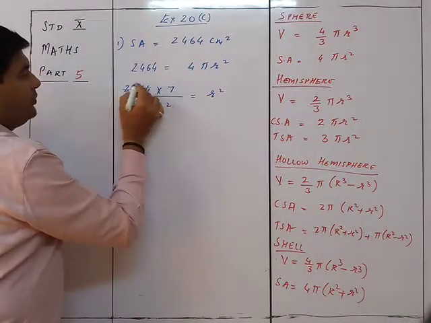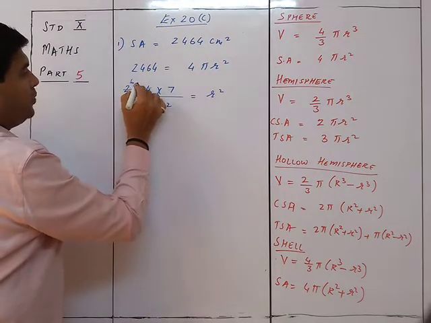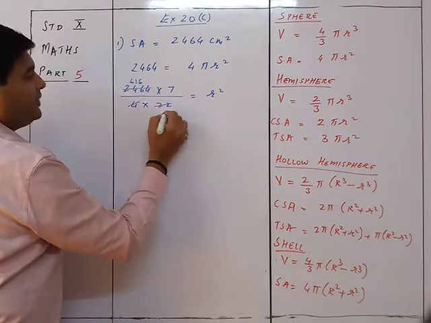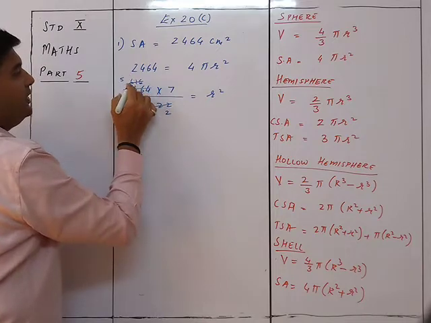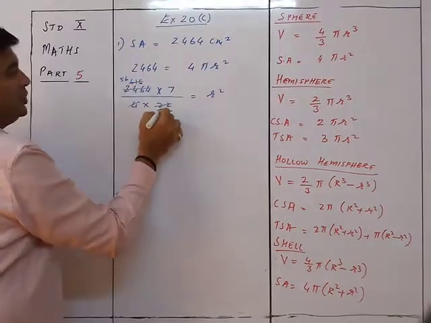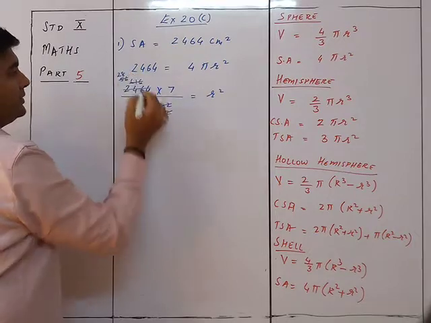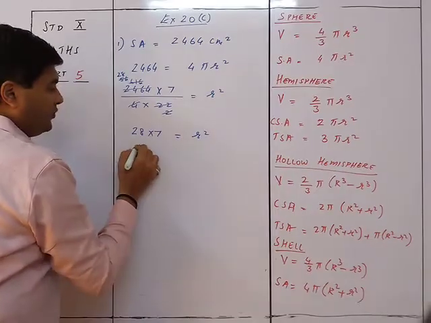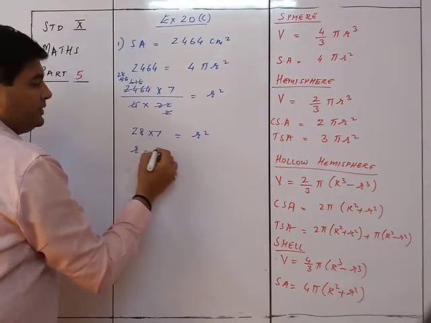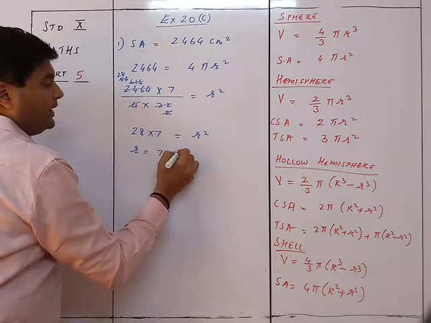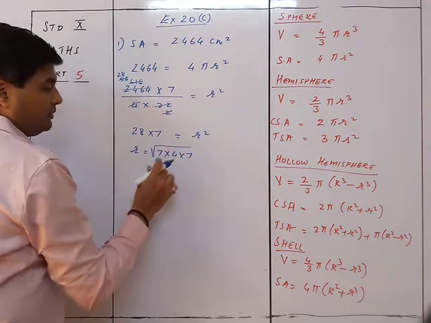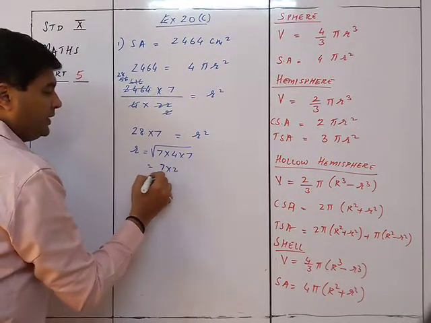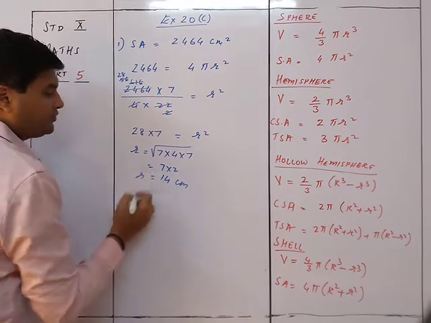So we can divide it by 4. 4 6 are 24, and then again 24, so 616. You can divide this by 11, so 11 5s are 55, and then 66, so this will be 28. So this will give me 28 into 7 is equal to r square. Therefore r is going to be, this is nothing but 7 into 4 into 7, right? So 28 into 7, that is nothing but 7 into 2, which is 14 centimeters. So r is 14 centimeter.